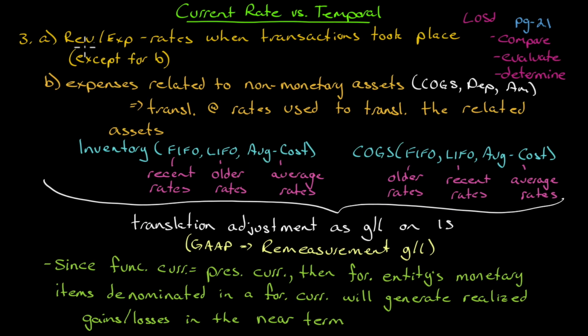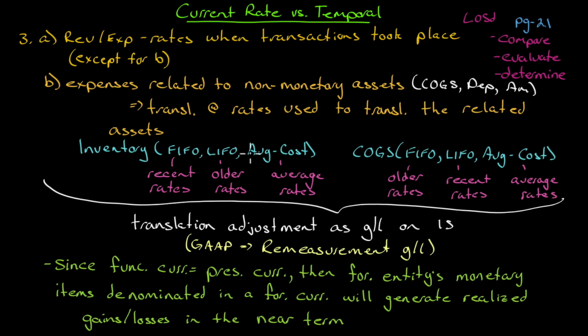All right, so I've replicated point A up here: the revenues and expenses at rates when the transactions took place. Again, we can use an average rate. So you might think, well, that's easy. Just run right down the statement and translate everything at the average rate, except expenses related to non-monetary assets. Any expenses related to non-monetary assets, cost of goods sold, depreciation, amortization, are translated at the rates used to translate the related assets. So let's just look at inventory if you want a nightmare.